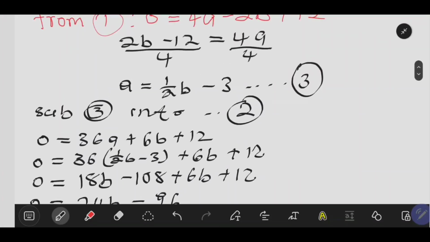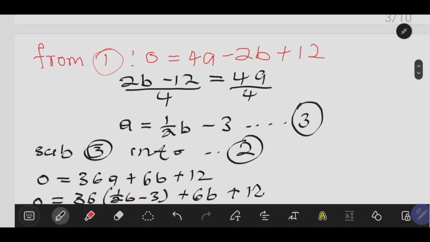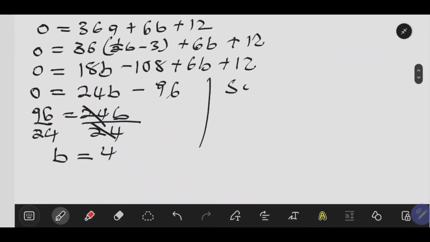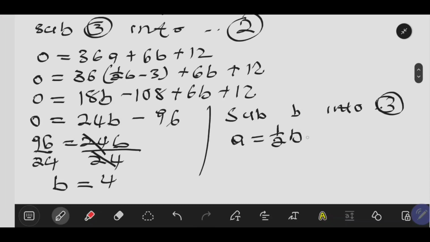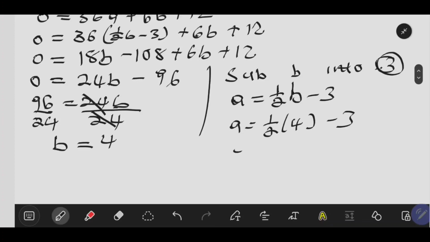In order to obtain the a value, we're going to substitute the value of b into equation 3. Our equation 3 was saying a is equal to half b minus 3. Then a is equal to half of 4 minus 3. Half of 4 is 2, then minus 3, so our a value becomes negative 1.